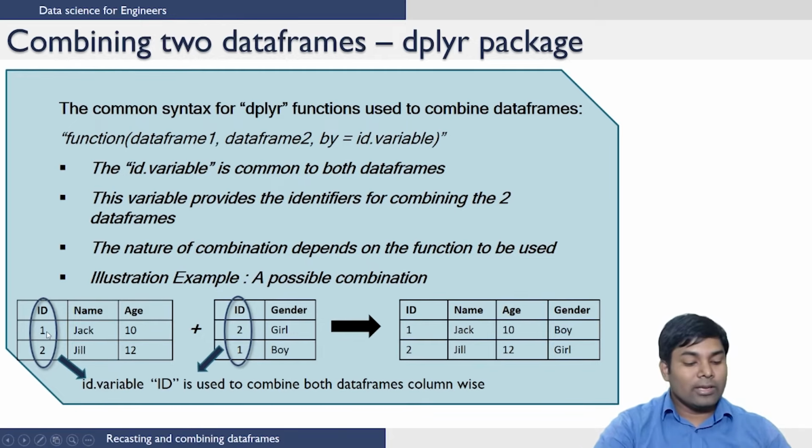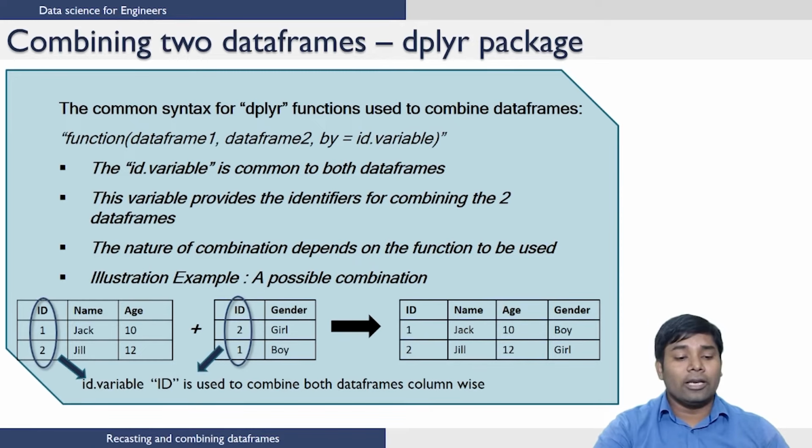For example, you can see the IDs are the identifier variables that are common to both data frames, and we are using this ID variable to combine these two data frames, 1 and 2. So you have 1, Jack, and for 1 we have boy, and we have the age of Jack as 10, and that is also being taken care of. And you have Jill, and the ID of Jill is 2, so we will have 2, Jill, age and the gender. This is one example of how the merging or combining of data frames happens.